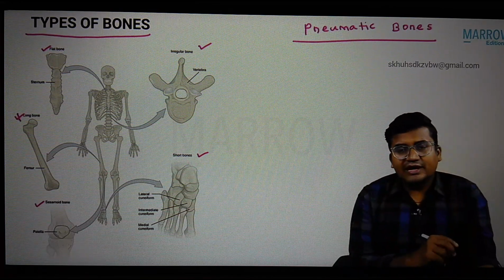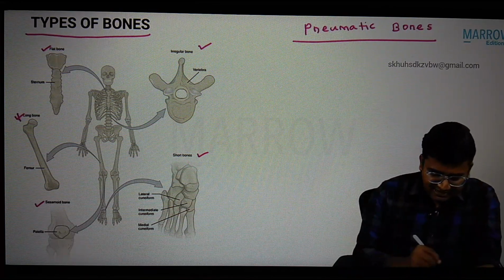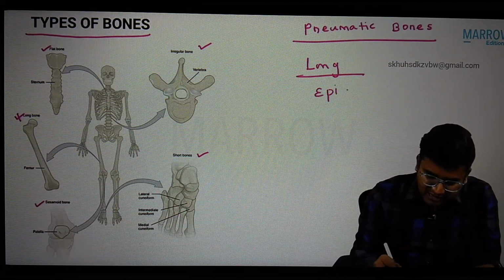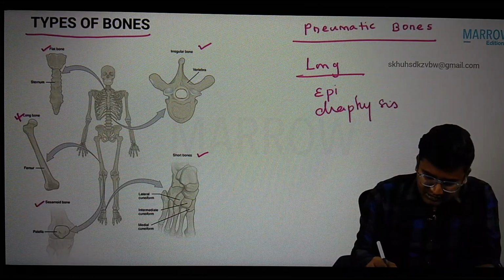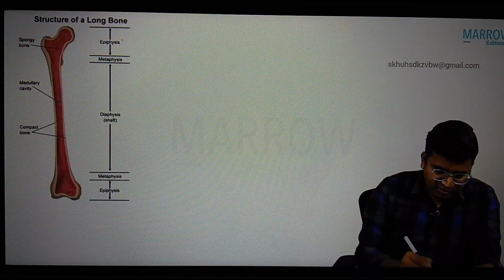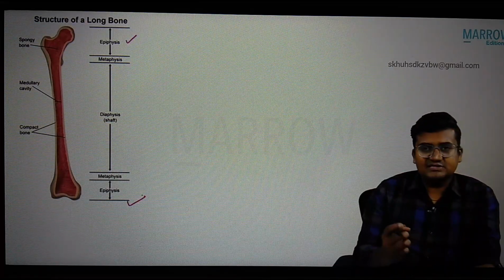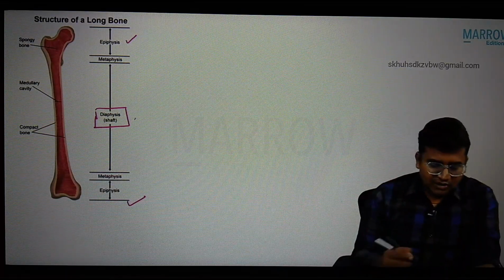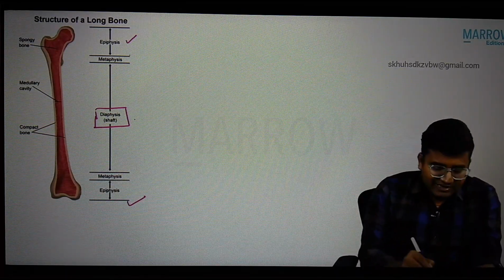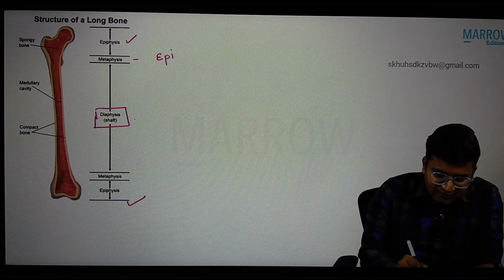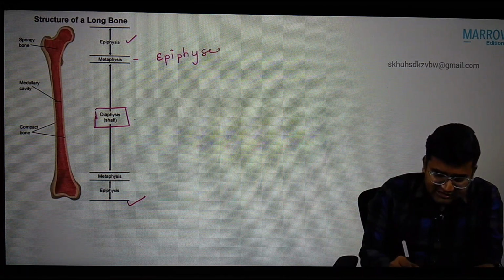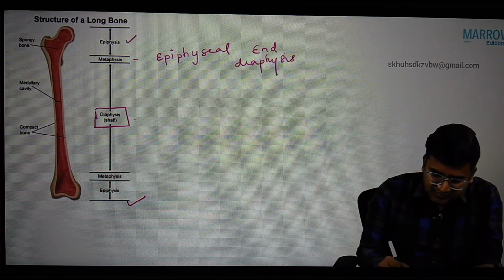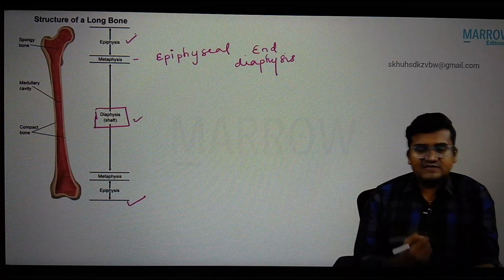Now, long bones have two ends, the epiphysis and the diaphysis. So long bone means they have epiphysis and they have diaphysis. This is the feature of the long bone. Epiphyses are at the end, and we have a shaft that is called diaphysis. We also have metaphysis. Metaphysis is nothing but the epiphyseal end of diaphysis.